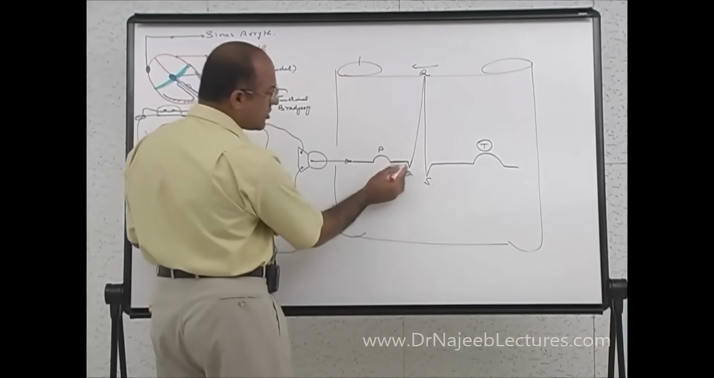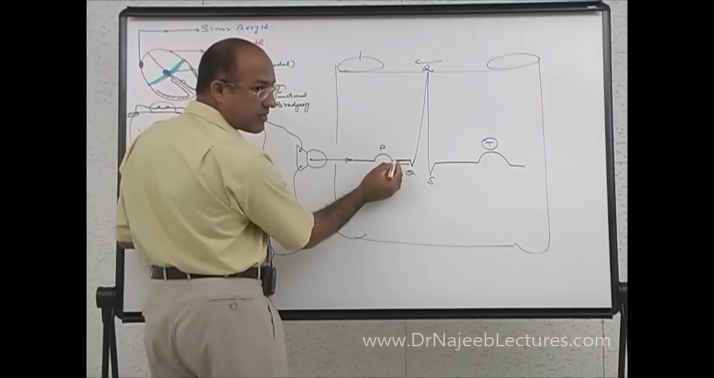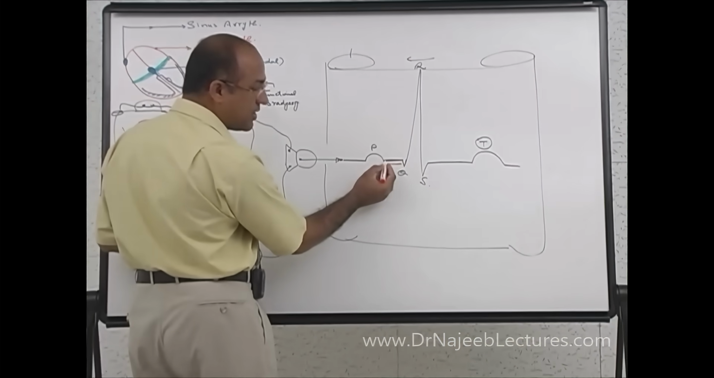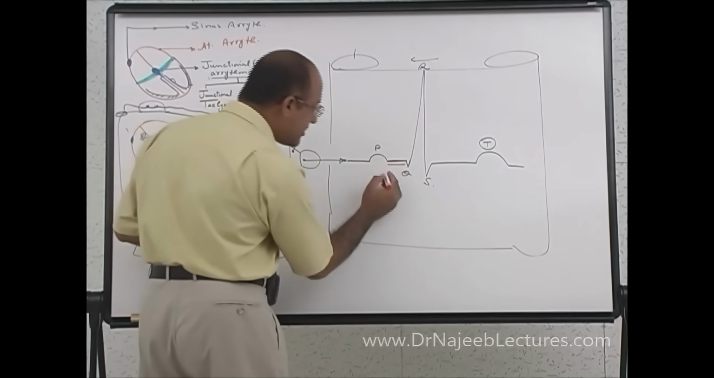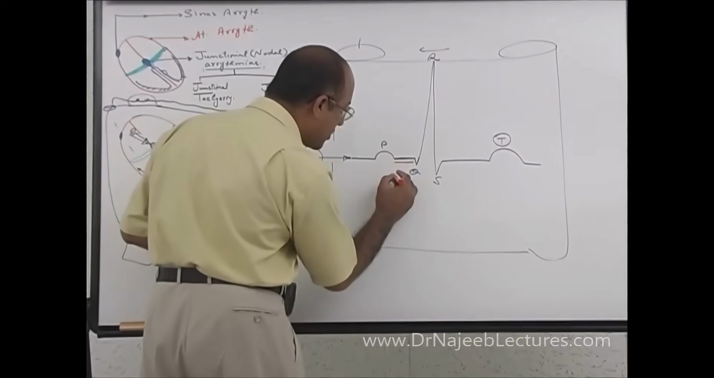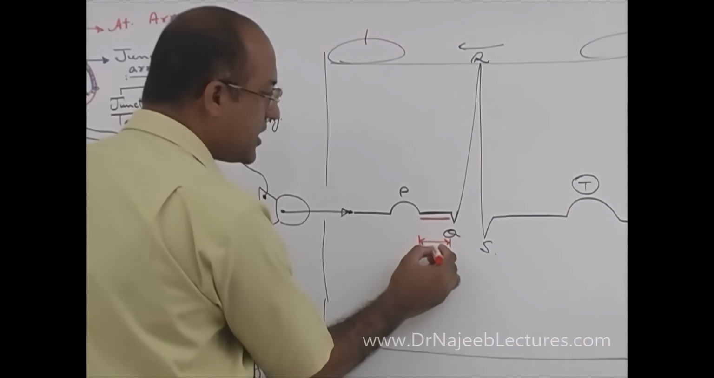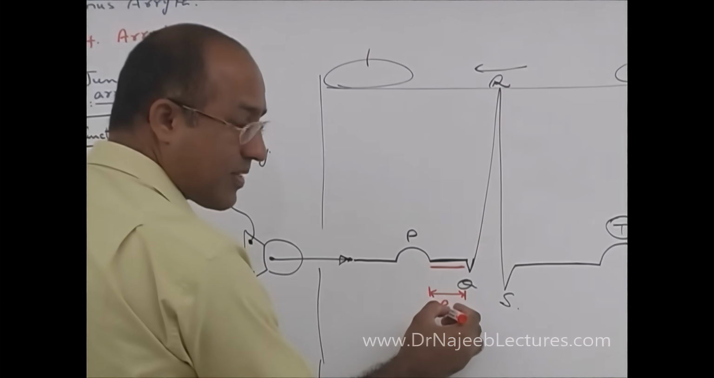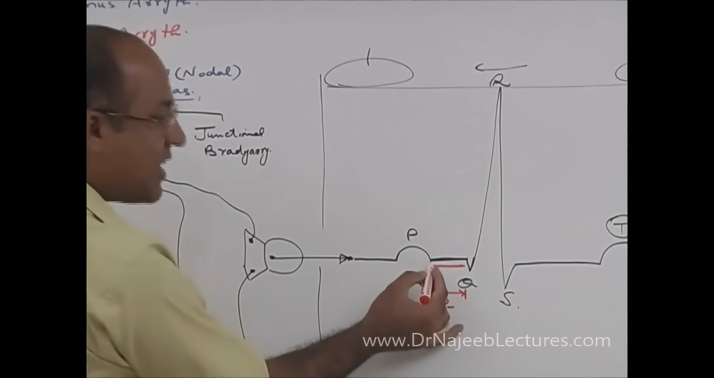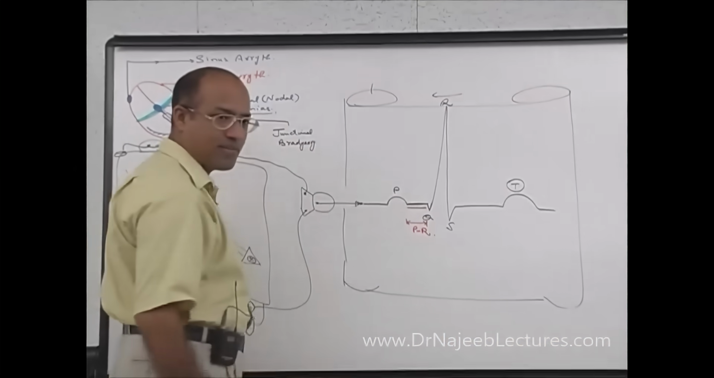Right? This straight isoelectric segment, in which the needle does not move, represents the AV nodal delay. And the segment is called, who will tell me, what is the name of the segment? Yes, PR, or PQ? It should ideally be called PQ, but actually we call it PR.